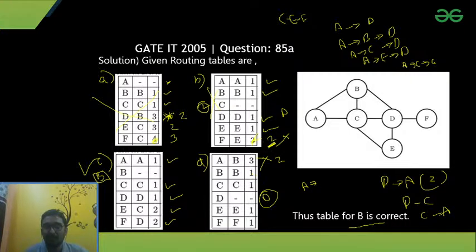Now D to B is 1. This is correct. D to C is 1. This is also correct. D to D is 0. D to E is also 1, and D to F is also 1. So yeah, only this entry was wrong. So that was the answer. This table is correct. Option C was correct.